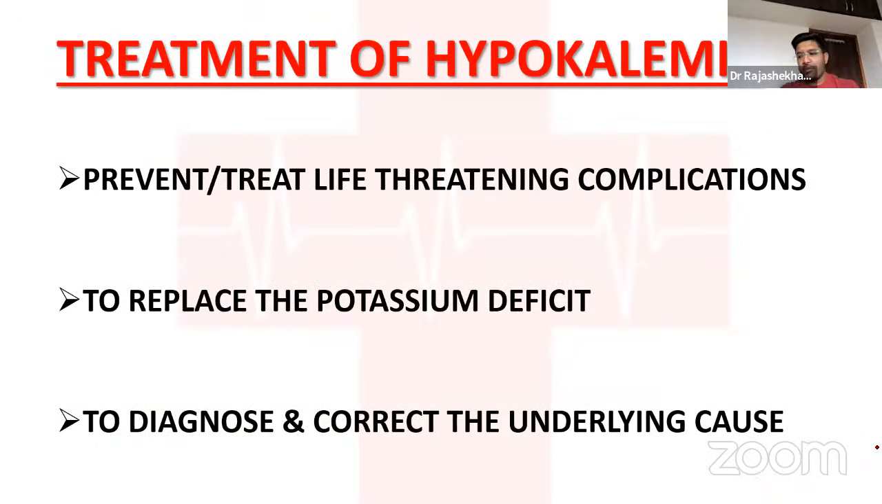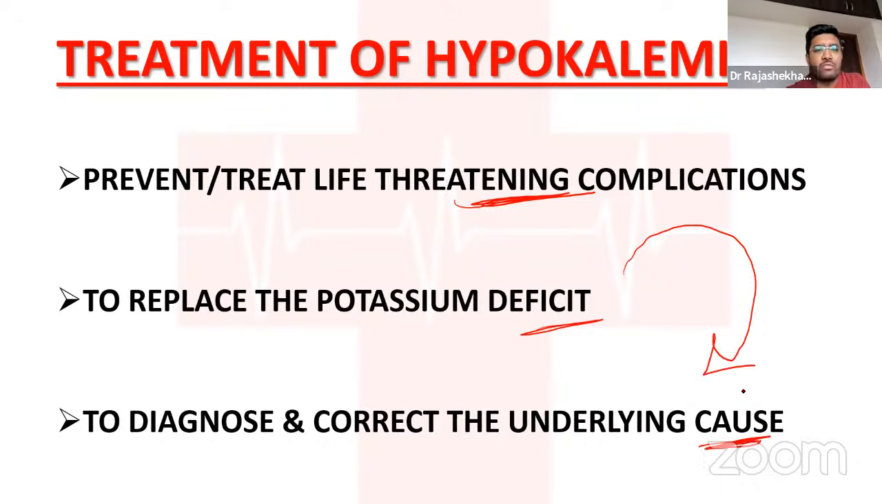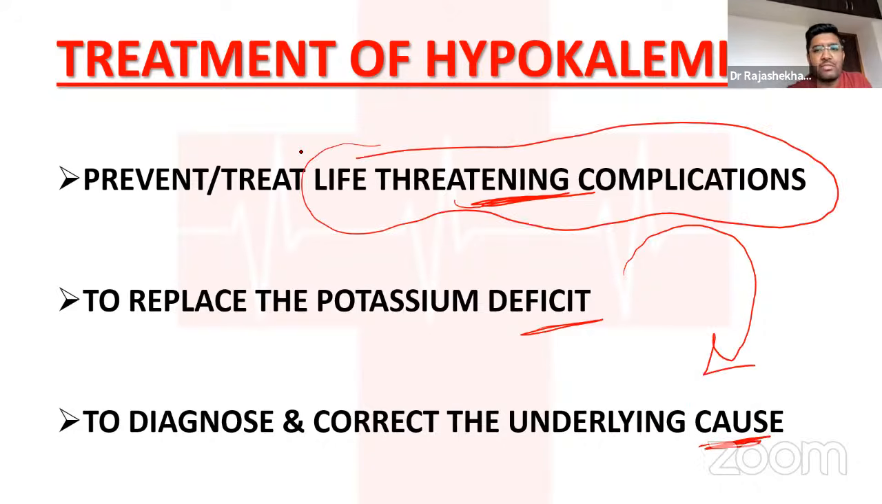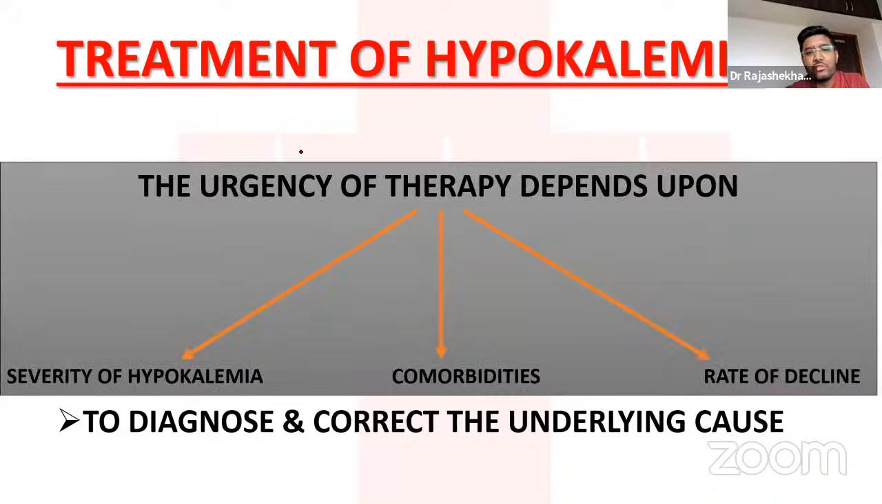So if you see the treatment of hypokalemia, the main thing is to treat the life-threatening complication and replace the potassium deficit. Then comes the correction of the underlying cause. First, always assess the life-threatening complication in your patient. This urgency depends on the severity of hypokalemia. If it is very severe, for example if potassium is less than 2.5, first and foremost thing is to correct potassium. If it is above 2.5, look for comorbidities.